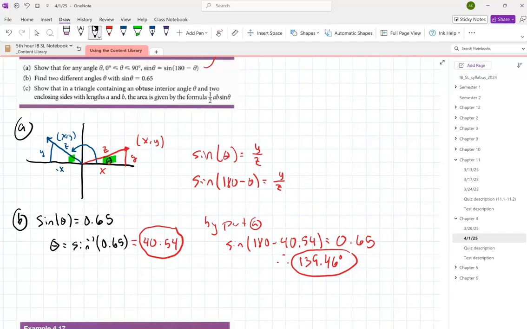Part C says, show a triangle containing an obtuse interior angle theta and two enclosing sides with lengths A and B. The area is given by the formula 1/2 AB sine theta.